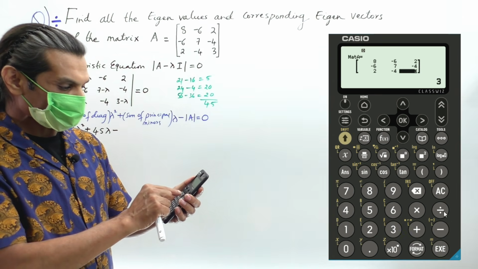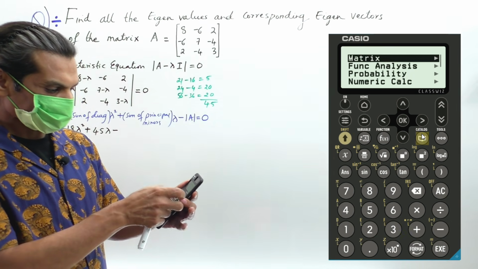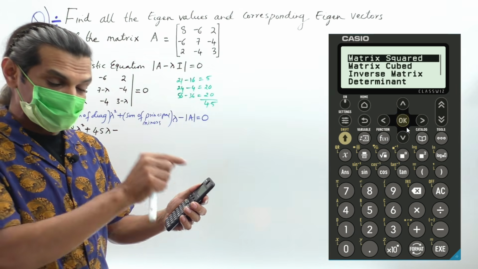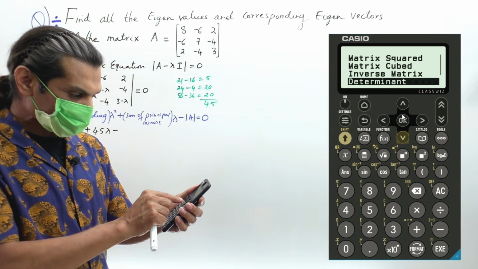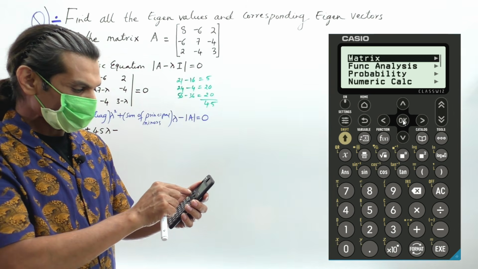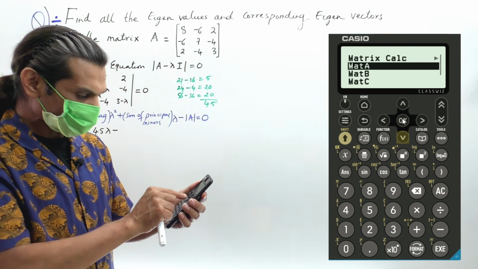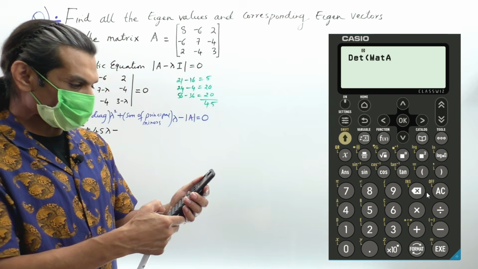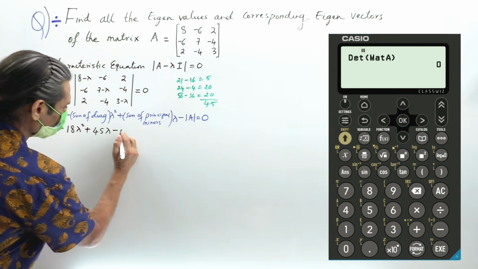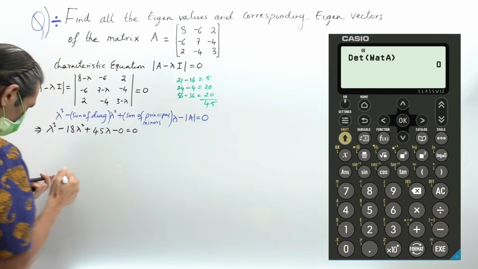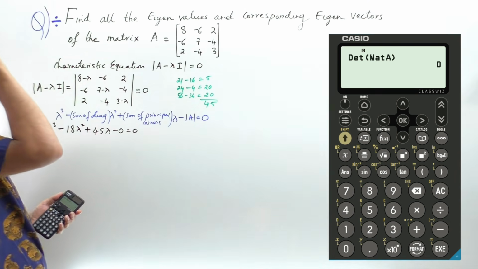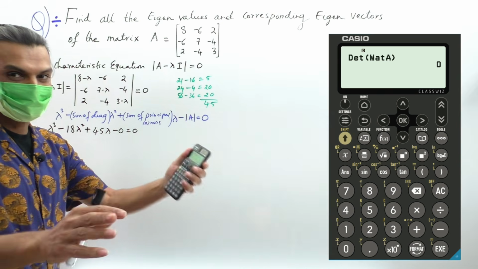So we need to find a determinant here. So press matrix calculator. See here in matrix calculator there is determinant. Okay, determinant is what? Again catalog, matrix A is equal to 0. That's it. So minus 0 is equal to 0. Now again lambda cube minus 18 lambda square plus 45 lambda is equal to 0.